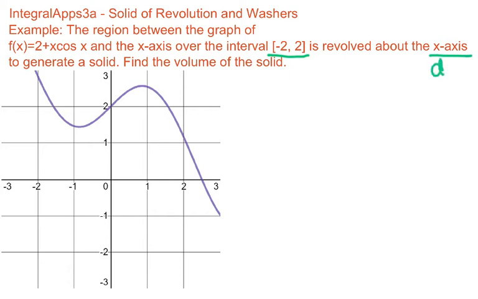In this case, that means that we're going to have a dx. Everything that we're doing has x values in it. And we're generating a solid when we do that. So we're taking an entire function and rotating it over the x-axis 360 degrees, so we could create a solid.